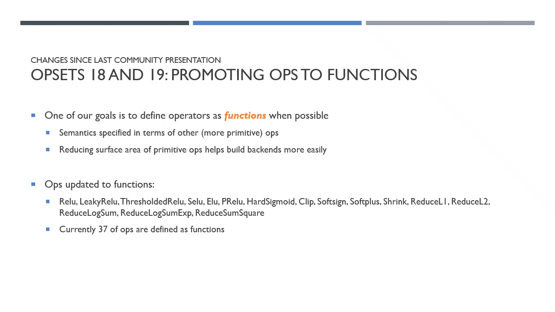One of the balancing trade-offs we run into in ONNX is preventing an explosion in the number of ops that must be supported by various backends. One way we do this is by defining ops in the ONNX standard as functions or composite ops whenever possible. These are ops whose semantics can be expressed in terms of other, more primitive ops. This helps us keep the number of primitive ops that must be implemented by a backend small. Over the last year, a number of existing ops have been promoted into function ops. As of now, around 37 of existing ops are defined as functions.